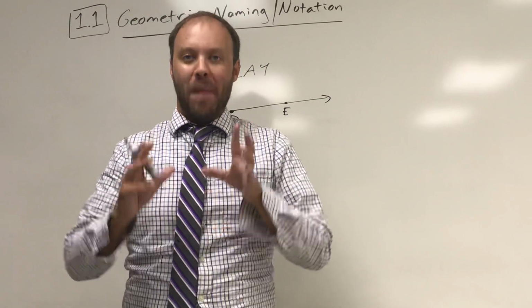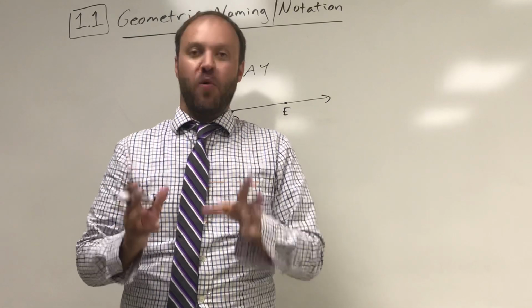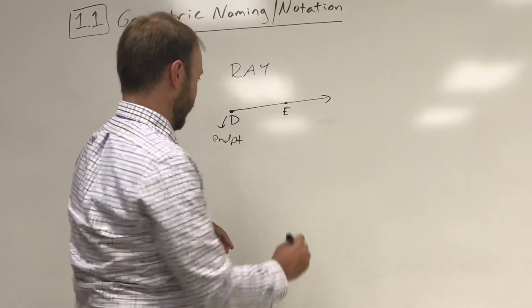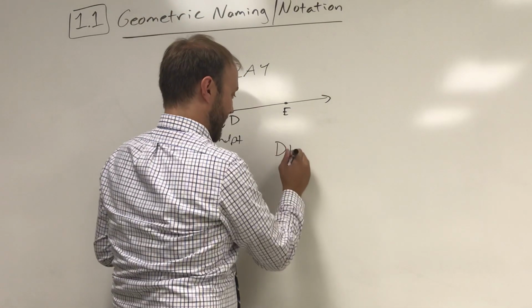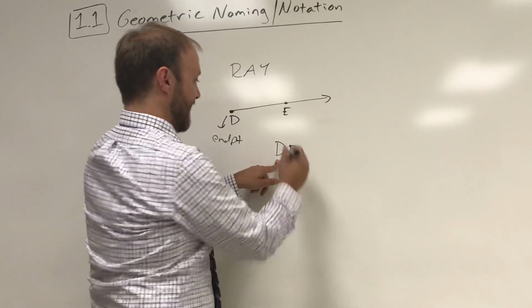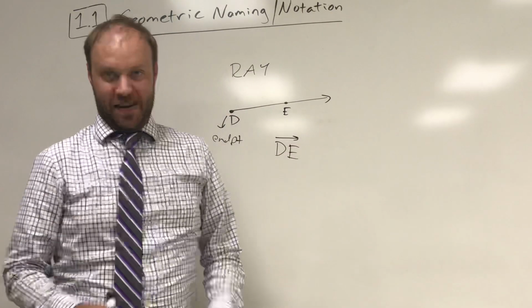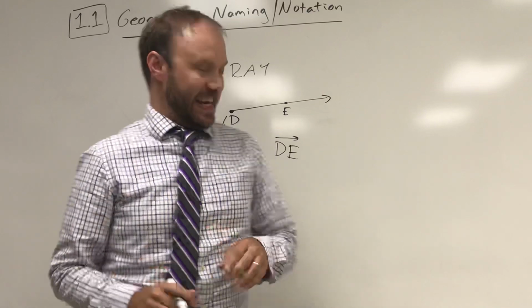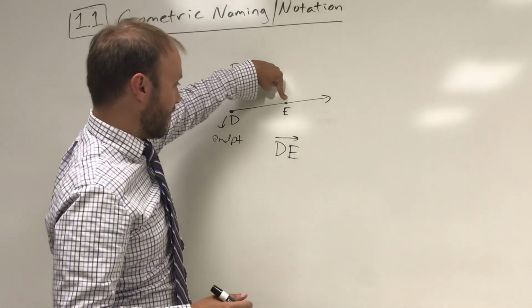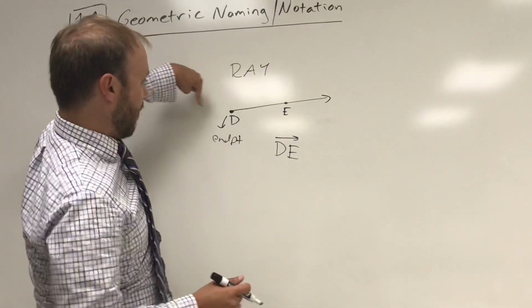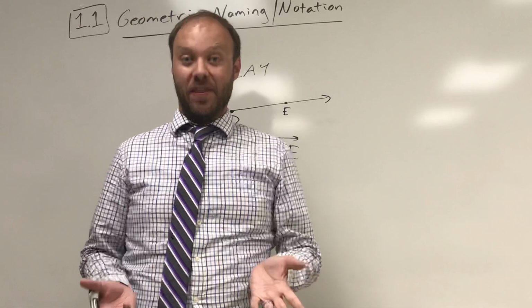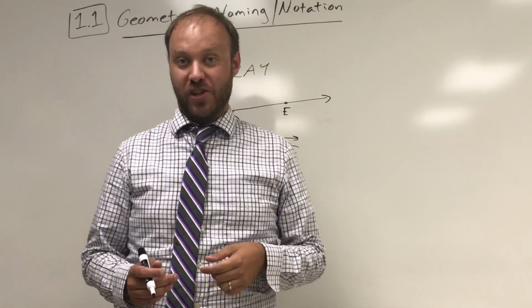Because the order matters, the order of the points when you name a ray matters as well. You would call this ray DE. It's starting at D, going in the direction of E. You would not call it ray ED. Ray ED would be the ray that starts at this point and goes off in that direction. We can talk about that ray, but it's a different ray because it's got a different direction.